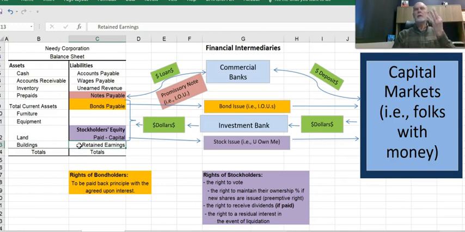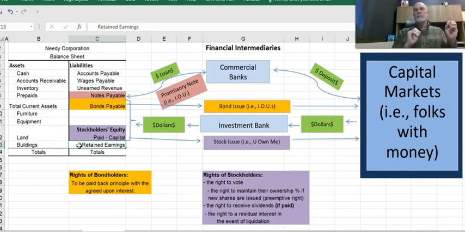So the three places that we can get money to run our business: we can borrow it, which means we've got to pay it back; we can get dollars out of the owner's pocket that they invest directly into the business, paid in capital; and we can use profit that we have generated internally, and instead of paying it in dividends to the owners, we can retain it in the company and continue to grow that way. So let's talk about what these different options entail.